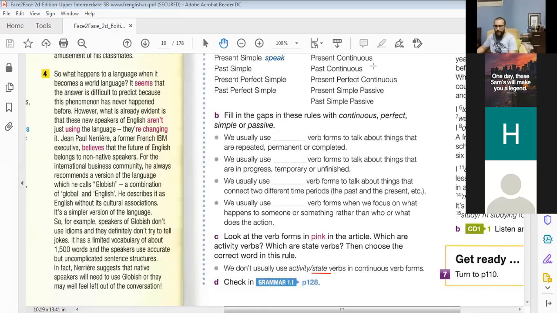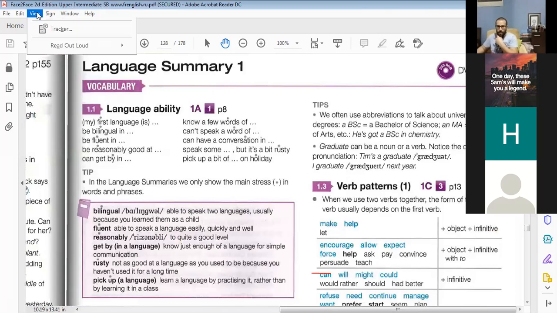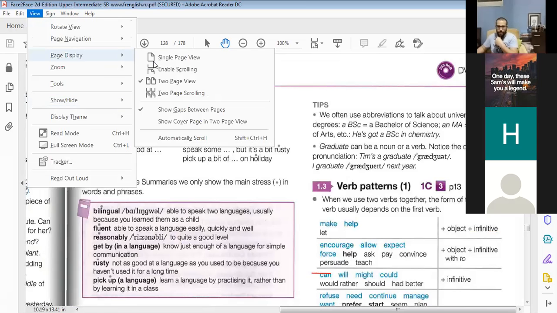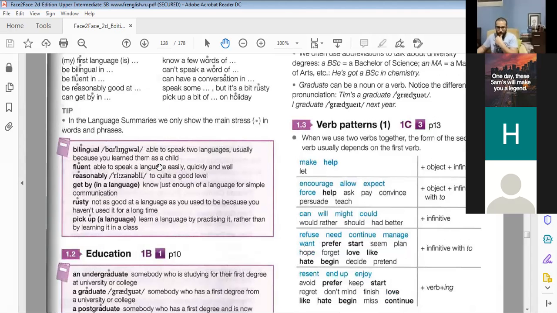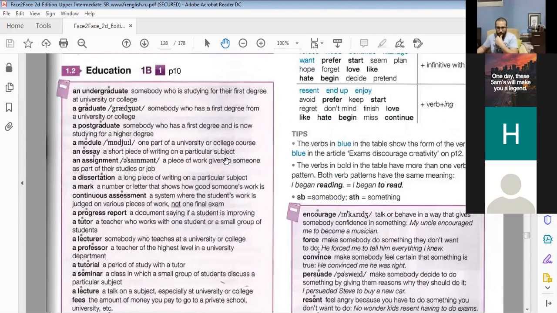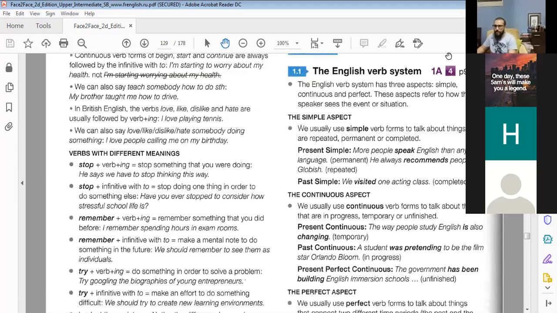That's it. Now let's check the summary here for all of this, and maybe we can find some good tips to help us remember all of this. So page 128, let's take a look. Okay, let's go back to the one-page view. Okay, the English verb system. So this is a nice summary, I think.